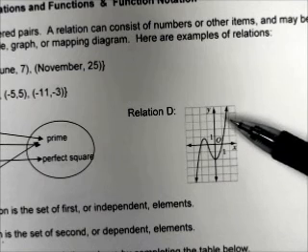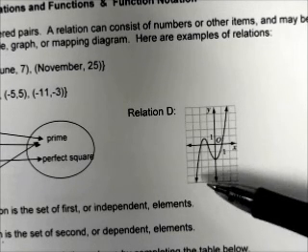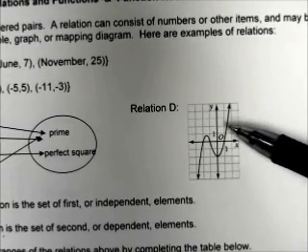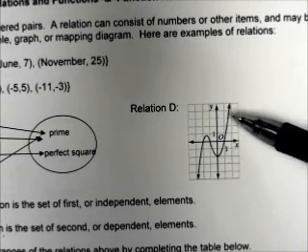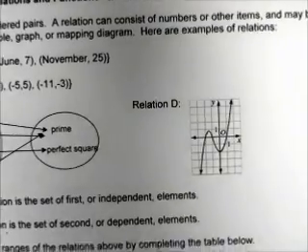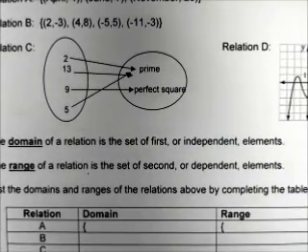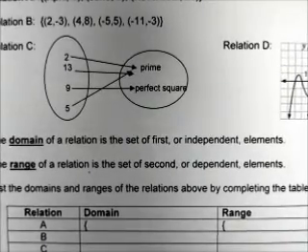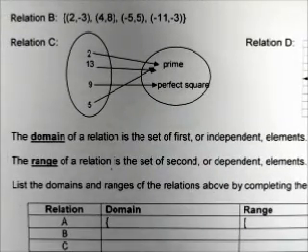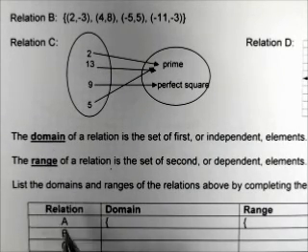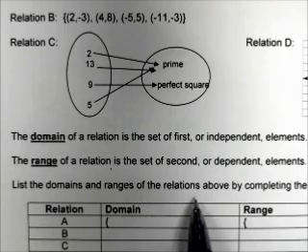And back from Chapter 5, this looks like it represents the graph of a cubic equation, right? A polynomial equation of degree 3. Now, the domain of a relation is a set of first or independent elements, and the range of a relation is a set of second or dependent elements. It's very important that you know domain and range. List the domain and ranges of the relations above by completing the table below.